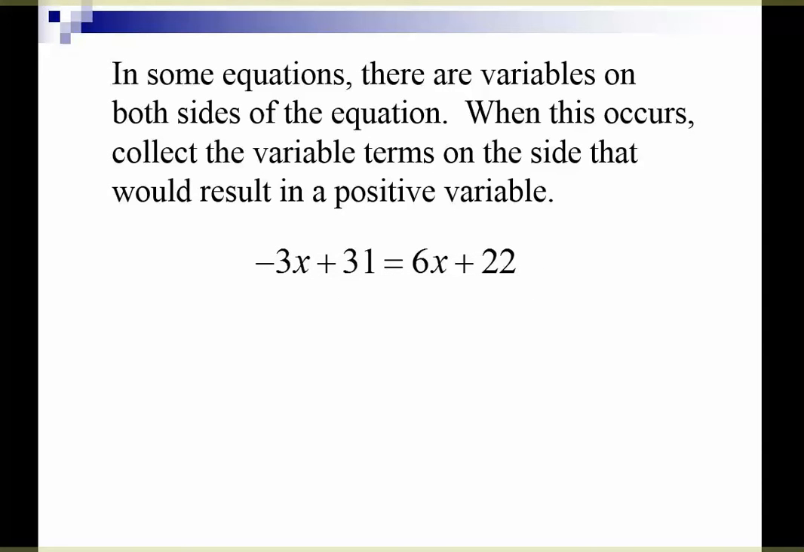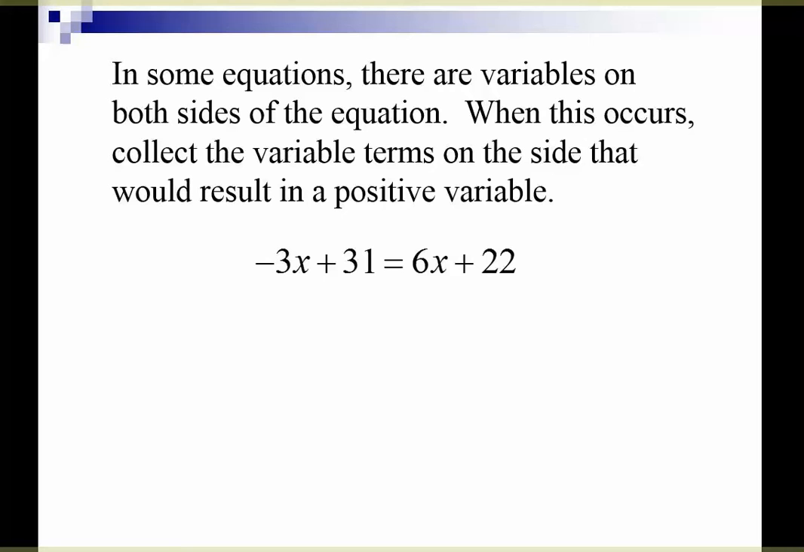And believe it or not, you actually have four possibilities for how you could begin this problem. You could add 3x to both sides. You could subtract 31 from both sides. You could subtract 6x from both sides. And you could subtract 22 from both sides. And you know, you might have been taught this before. We might have even been taught differently.